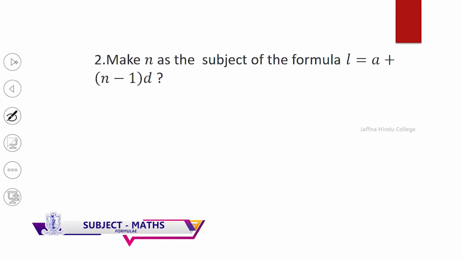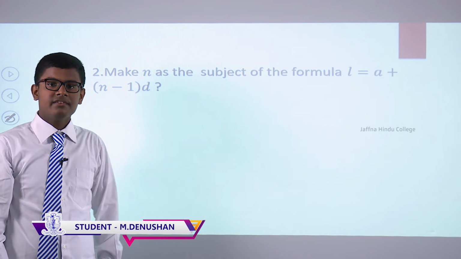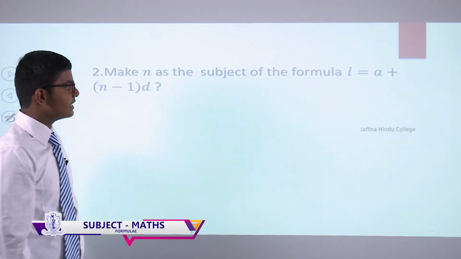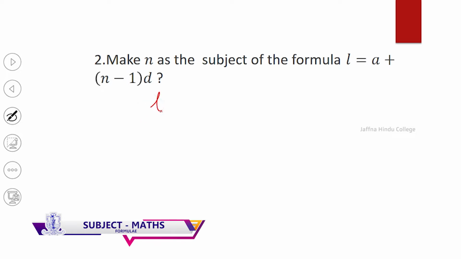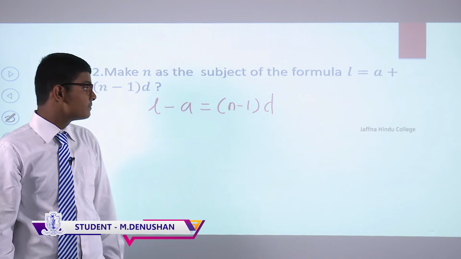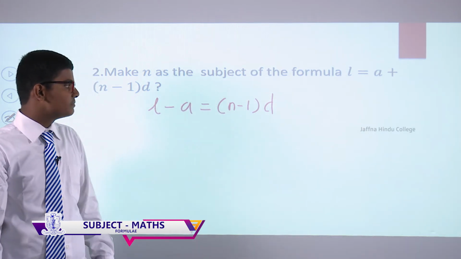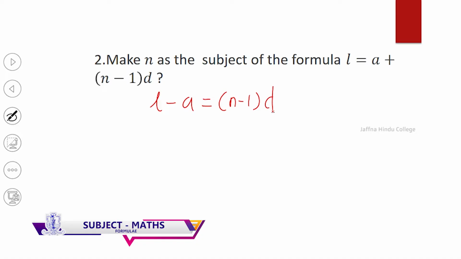In the formula l is equal to a plus n minus 1 into d, we have to make n the subject. For that we have to subtract a from both sides. By that we obtain n minus 1 into d as the subject. Then we have to divide by d on both sides to make n minus 1 the subject of the formula. By simplifying, we obtain n minus 1 is equal to l minus a over d.